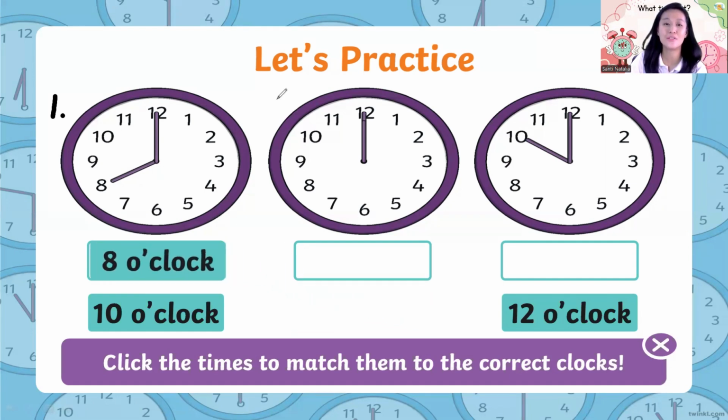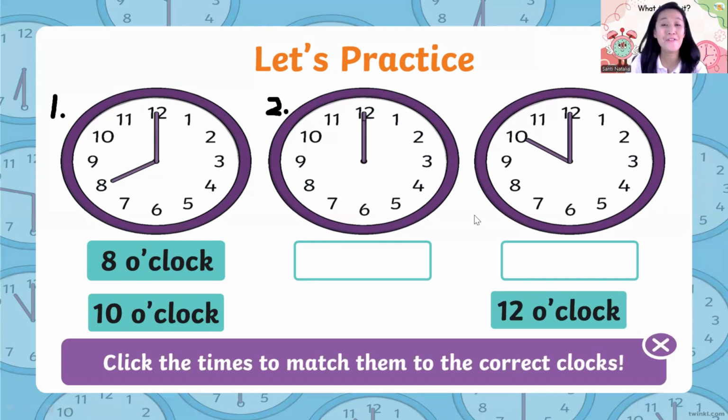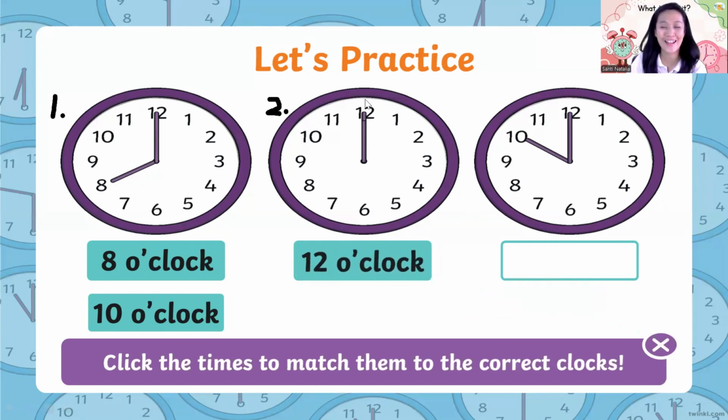Number 2. What time is it? Where is the short hand? That's the short hand. The short hand points to 12. The long hand points to 12. So what time is it? 12 o'clock. That's right.